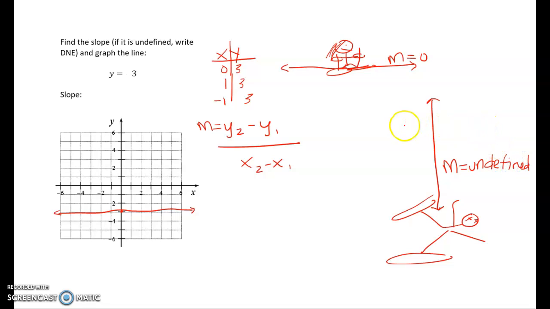So hopefully this helps you remember if you haven't been able to before. If your slope is horizontal like this, it's going to be 0. If it's vertical, it's undefined, okay? Or maybe you can think of a different way to remember it, but either way, make sure you keep those straight.